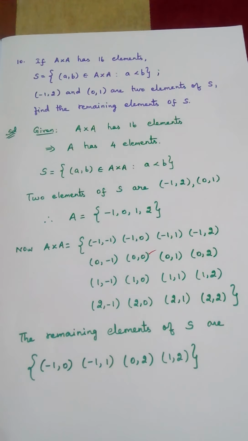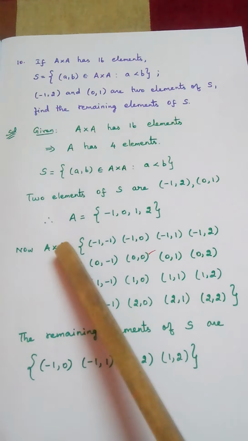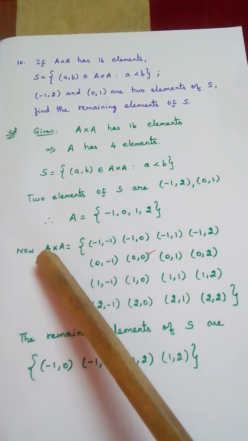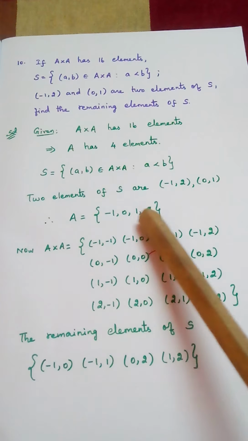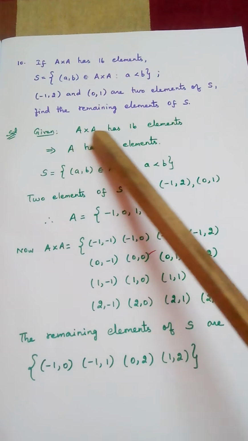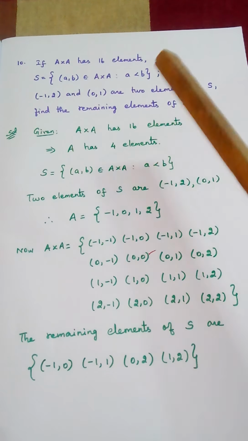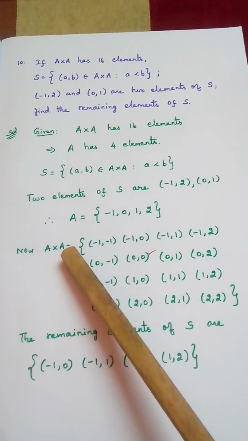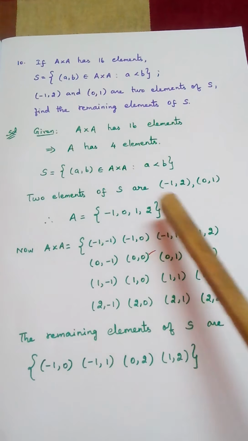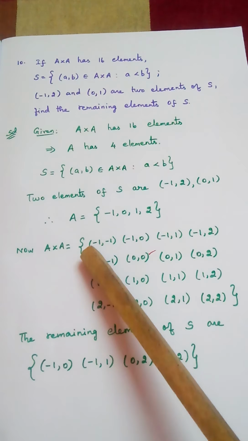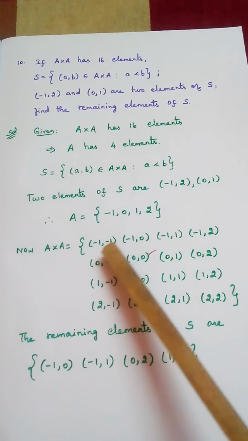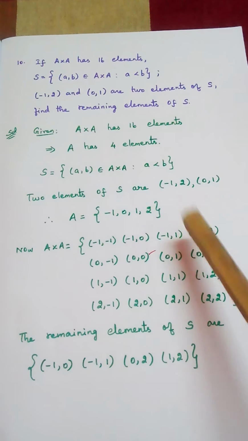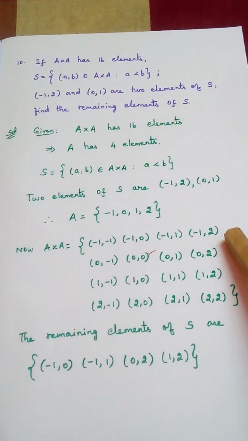Now I am going to find out A cross A. Since A has 4 elements, definitely A cross A will have 16 elements, so I am going to write all the 16 here. How to write? A cross A is equal to: minus 1 joined again with minus 1, so minus 1 comma minus 1 is one pair, minus 1 comma 0 another pair, minus 1 comma 1 is the next pair, minus 1 comma 2 is another pair.